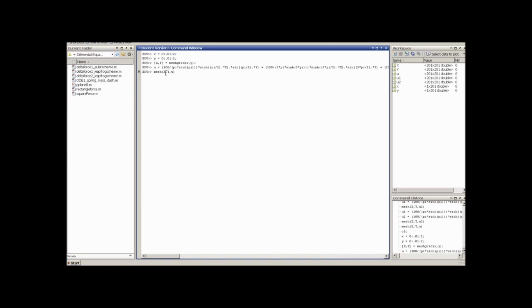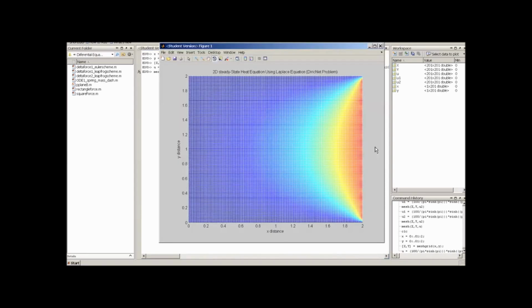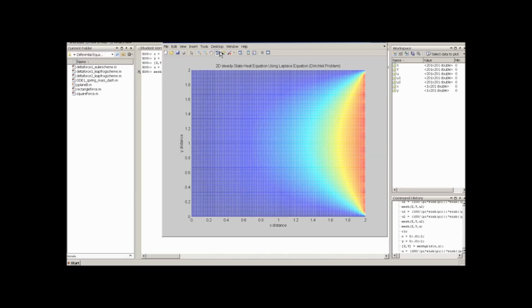Okay, so I just run the mesh function, and this is what you end up with. So this is the plate. This is the x-axis here. This is the y-axis. You go from 0 to 2. So you heat this side up to 25 degrees, and you can see how the heat is distributed over time once it's reached a steady state. Let me show you this in 3D here.